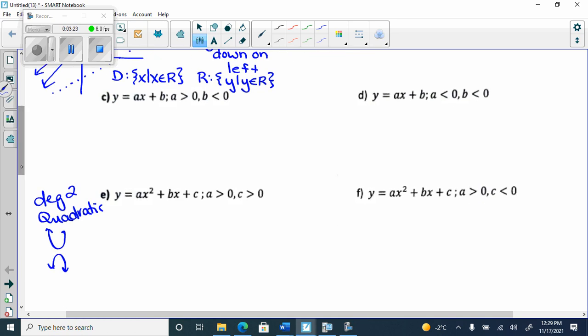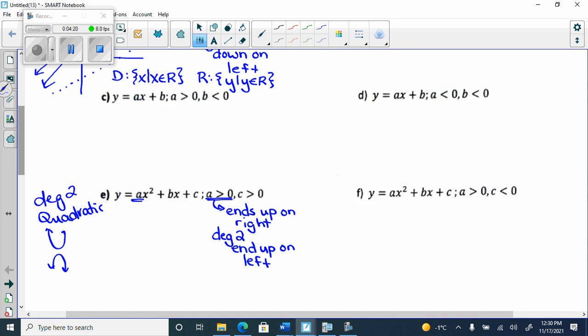AX squared plus BX plus C. This A is my leading coefficient, and A is greater than 0. So what does that tell me? It ends up on right. So my A value tells me how I end on the right, and what tells me how I end on the left? The degree. So this is a degree 2. So if it's an even degree, what happens on the left? The exact same as what happens on the right. So if it ends up on the right, it's going to end up on left. So all the degree 2s, if it's up on right, it's up on left, right? But the degree 1s and 3s are opposites.